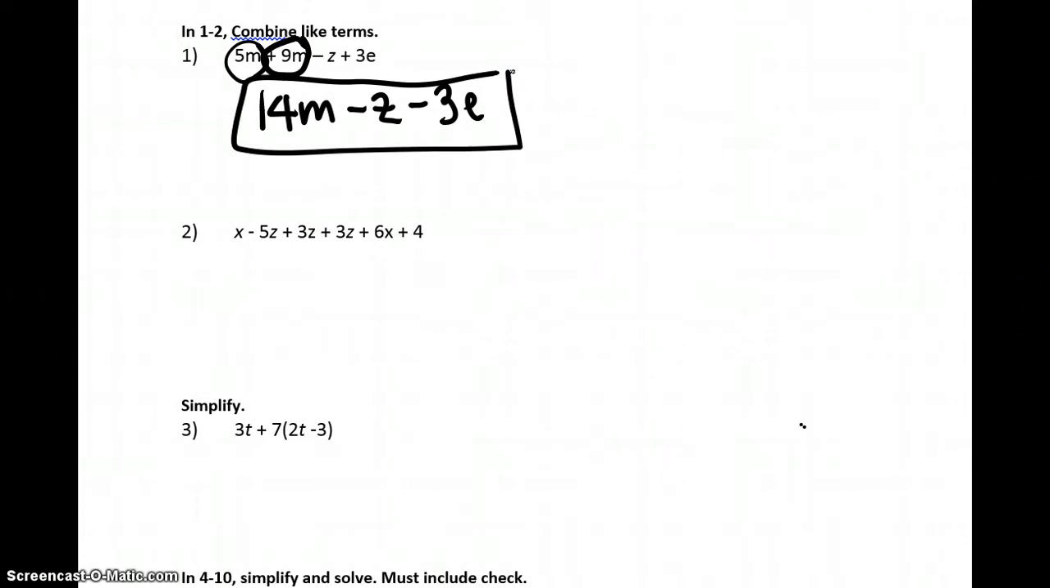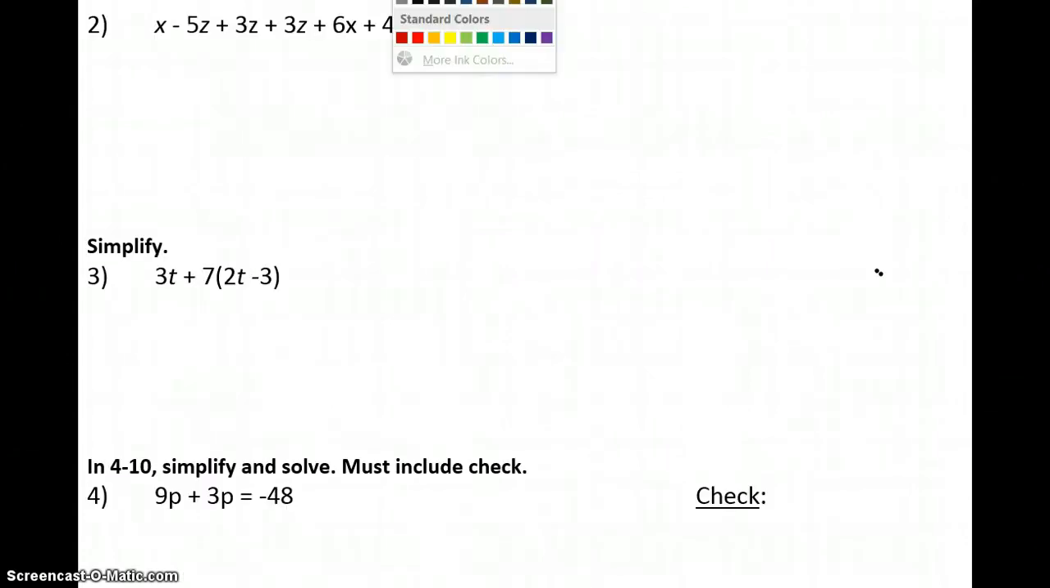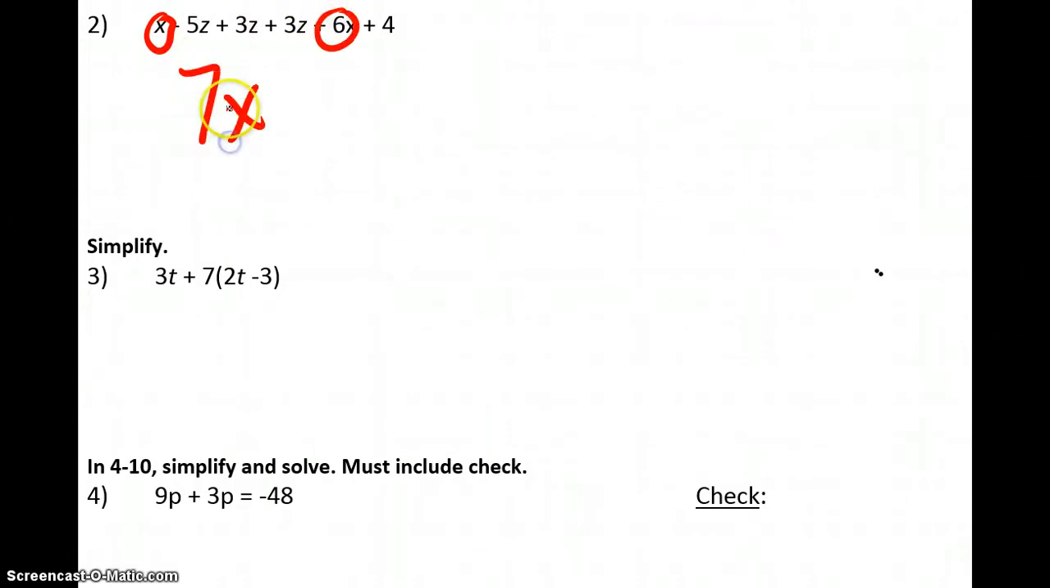Number 2, once again, I need to combine my like terms. Okay, so I'm going to start with my x's. I have x plus 6x, and that gives me 7x. Okay, then I'm going to get a different color. Then I have minus 5z plus 3z plus 3z.